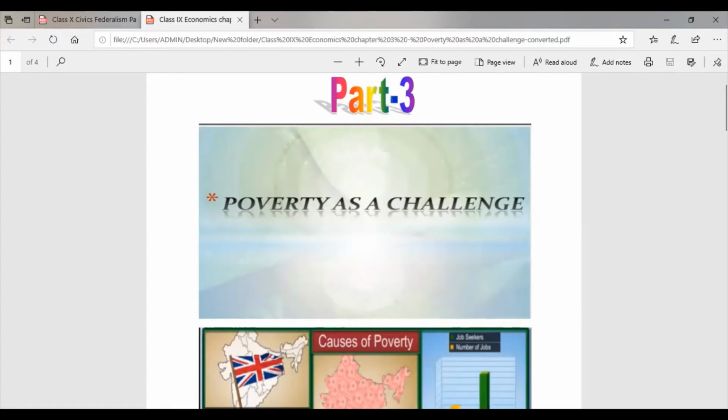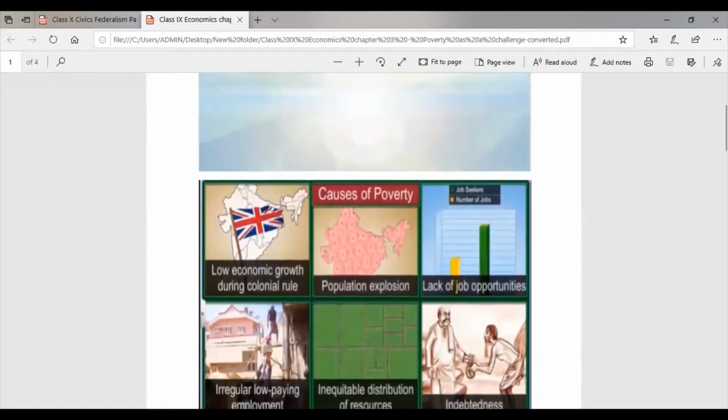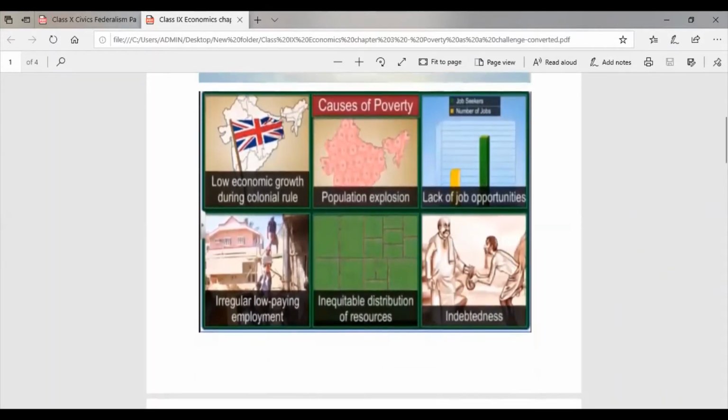In the previous class, we learned about poverty line and global poverty trends. Today, we will learn about causes of poverty, anti-poverty measures, and challenges of poverty. With no further ado, let's start today's class. We will start with the first subtopic explaining about causes of poverty.